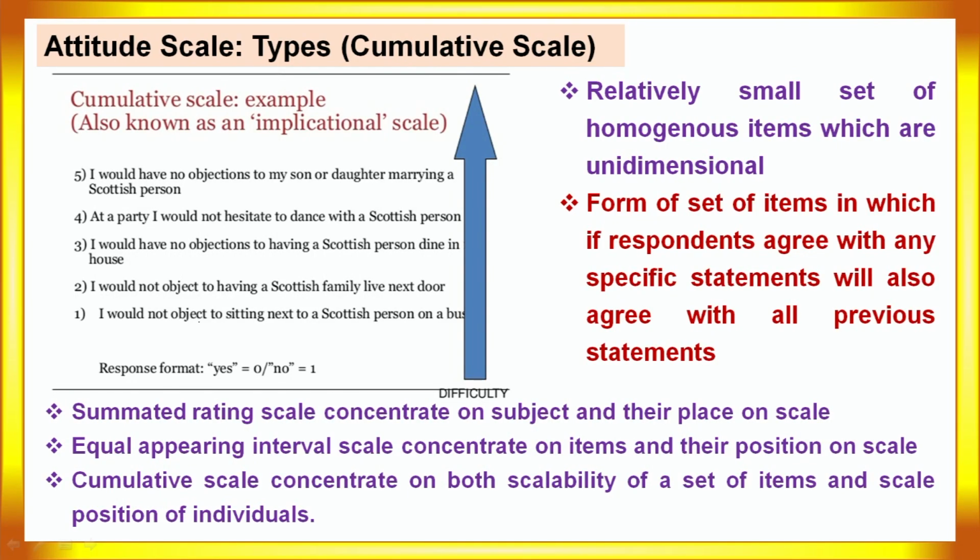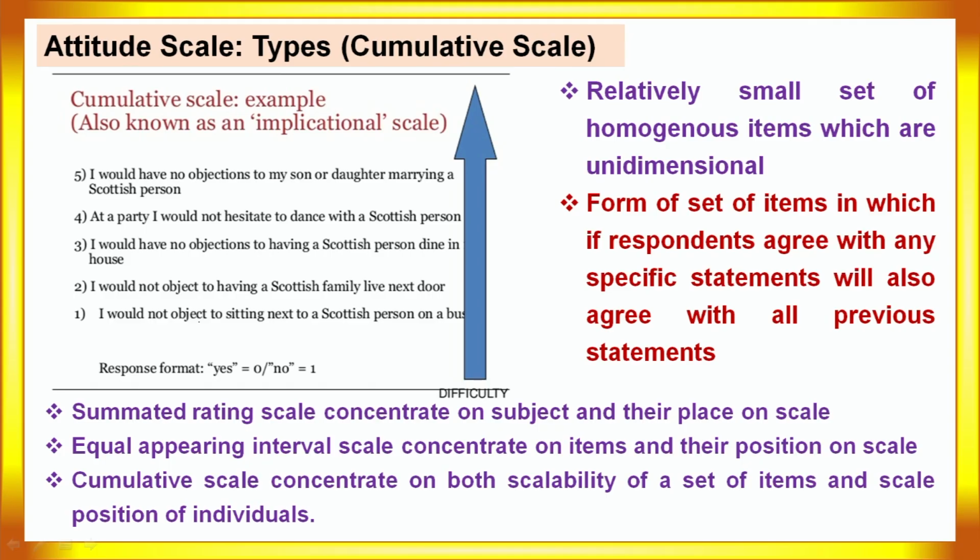One last broad type of attitude scale is known as the cumulative scale. Its technical name is the cumulative scale, and it became famous by the name of Guttman. Guttman was one of the researchers who developed a scale using this cumulative method. So what are the characteristics of this cumulative method of scaling? Generally the cumulative scale comprises a relatively smaller set of homogeneous items which are unidimensional.